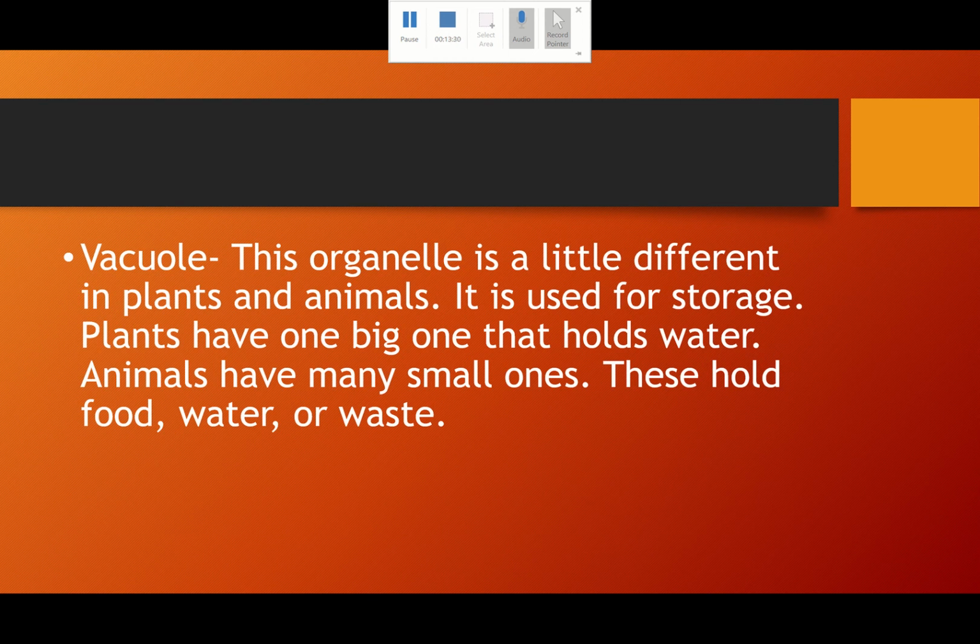We don't need just water. We need food and water. And where there's food, there's going to be waste. So vacuoles hold a bunch of stuff for us. They hold food, water, and waste. So it's all storage, but it's all needed.